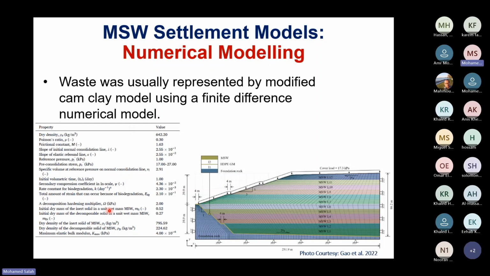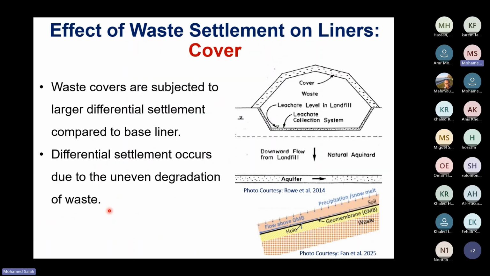So now let's move to the last part of this presentation. We have gone through the various mechanisms that affect the waste settlement, the efforts done to simulate the waste settlement, and how to monitor the waste settlement. So what are the negative implications of waste settlement on the design? As a geotechnical engineer, I'm going to design a landfill, for example. Why should I care about the waste settlement?